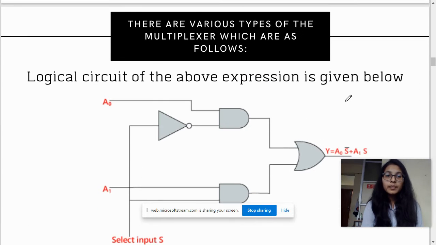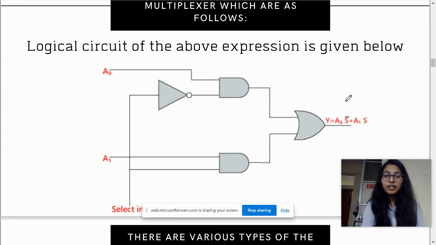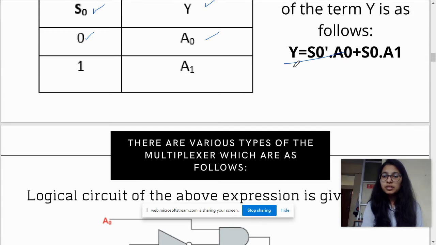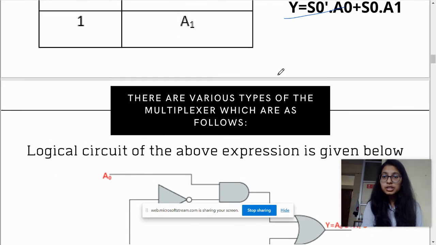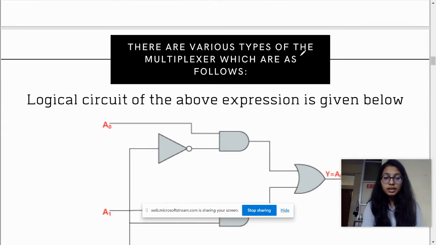Now, moving on to one of the most important parts of this multiplexer, the logical circuit. How to make the logical circuit? We can do it really easily using this logical expression: y is equal to S0 bar A0 plus S0 into A1. Since we have a bar here, we'll have to take a NOT gate.